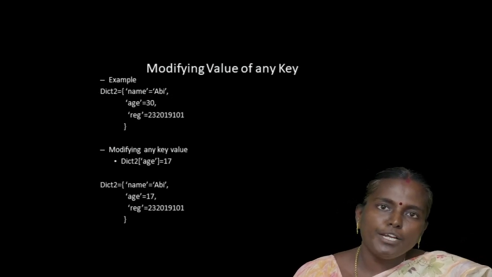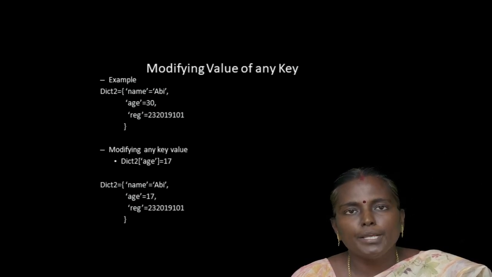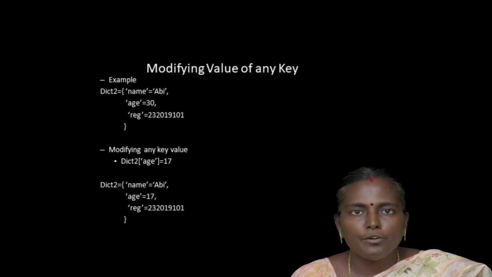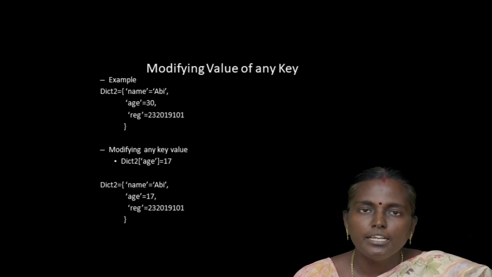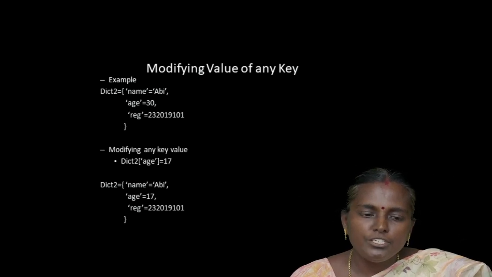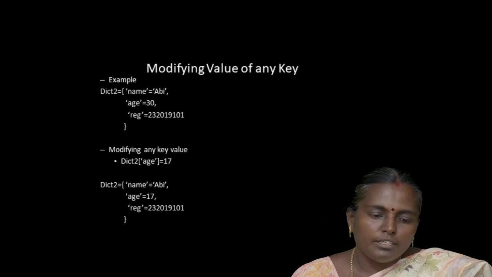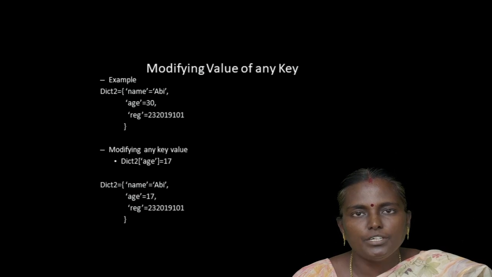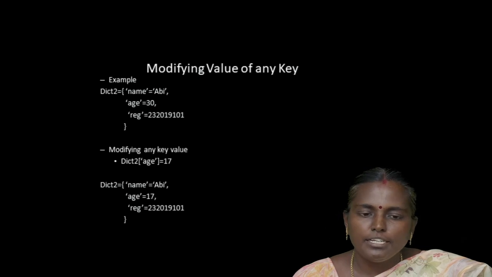Okay, how will you modify the value of any key in the dictionary? The same way you access, you can modify. When you want to modify a value, you have to give the new value to that particular key. In the same example, name, age, and register number are given in a dictionary. If I want to change the age key to the value 17, this could be done by dict2 of age is equal to 17. Below, I have given you the answer. So age 30 is converted to age 17. This is a simple way to modify a value in a dictionary.